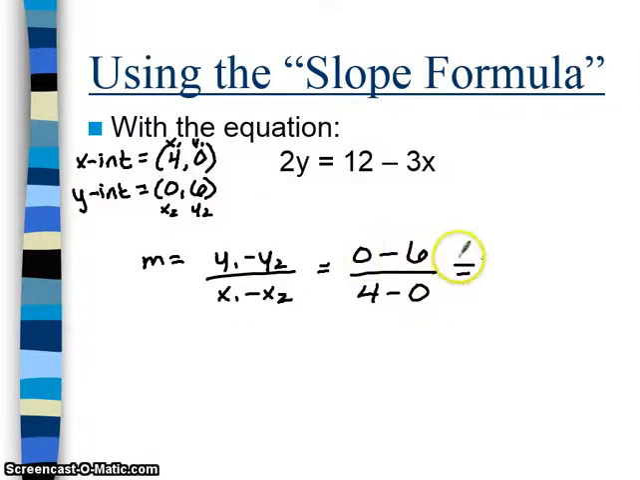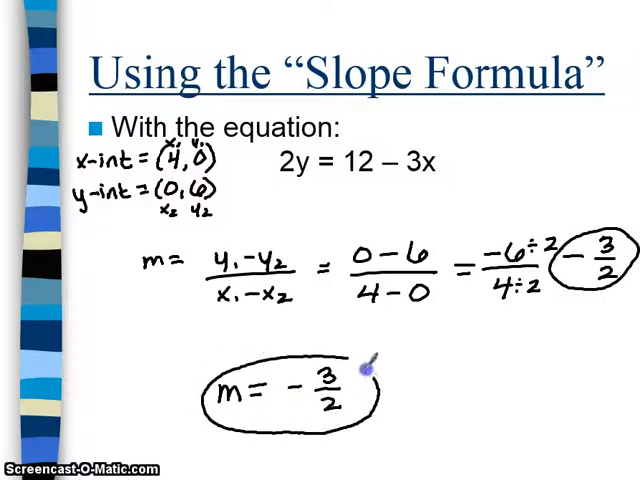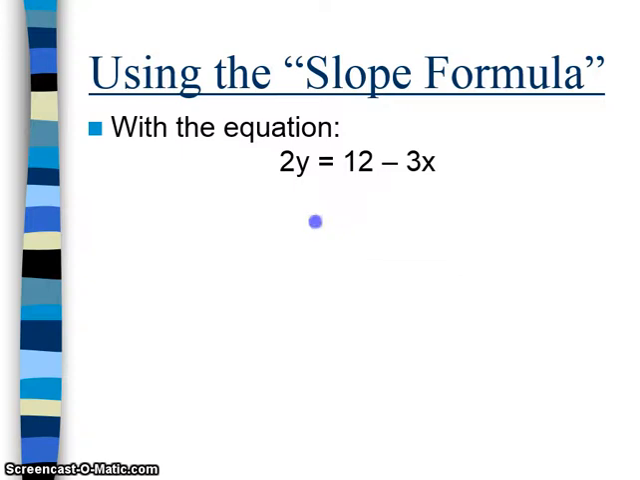So we get 0 minus 6, which is negative 6, over 4 minus 0, which is 4. Negative divided by positive is a negative. 6 cannot divide by 4 to get a whole number, so instead we'll reduce it. 6 and 4 can both reduce by 2 to get negative 3 halves. So the slope of this relationship is negative 3 over 2. Again, please do not change this to a decimal, and you'll see why in the next lesson. Leave it as a reduced fraction.